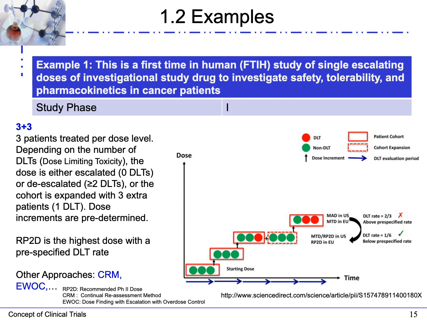This is a typical first-time-in-human design: single escalating doses of the investigational drug to assess the safety, tolerability, and pharmacokinetics in cancer patients. This typically applies what we call a 3+3 design, where 3 patients are treated per dose level. Depending on the number of dose-limiting toxicities, the dose is either escalated or the cohort expanded with 3 extra patients. Dose increments are predetermined.